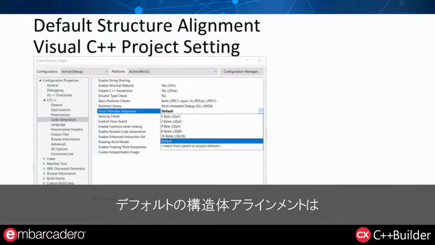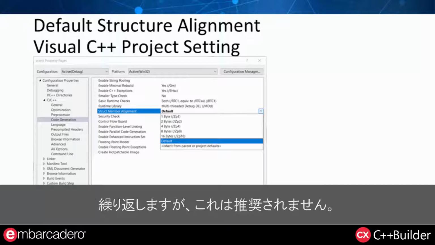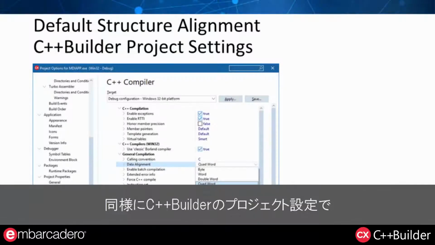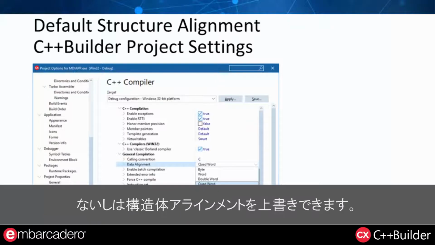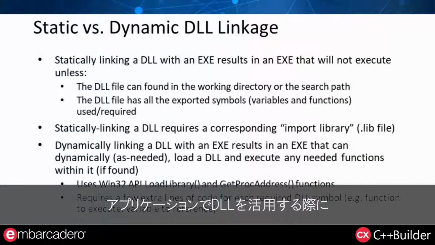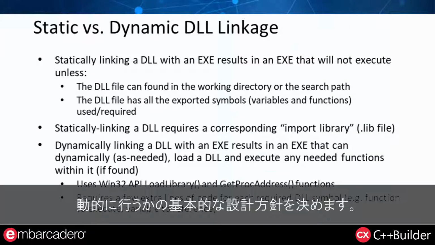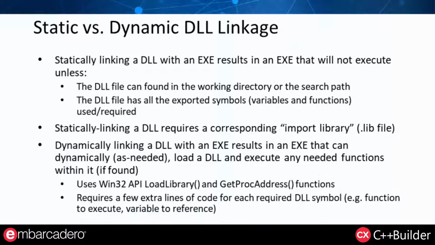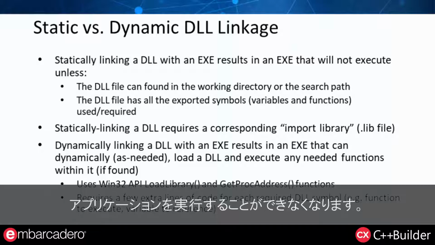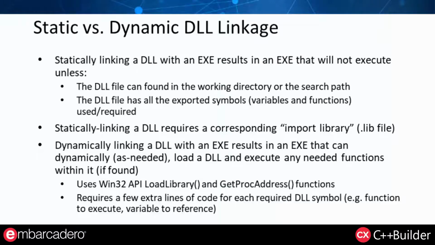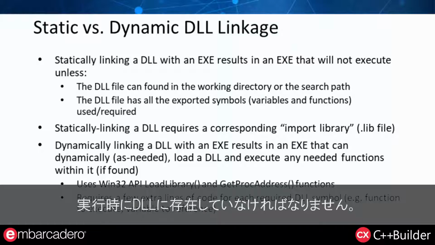The default structure alignment can be overridden in Visual C++ project settings like shown here. Again, this is not recommended. Likewise, in C++ Builder, there's a project setting for overriding the data alignment or structure alignment. When utilizing a DLL in your application, you have the fundamental design decision of whether to statically or dynamically link that DLL with your application. Statically linking results in an application that won't run without the DLL in the current working directory or in the search path. Also, the symbols that are utilized by the application must be located in the DLL at runtime.